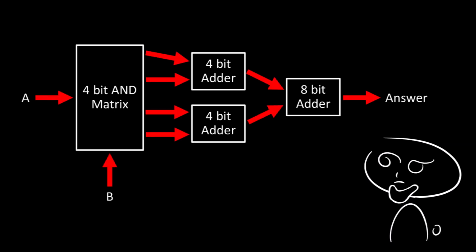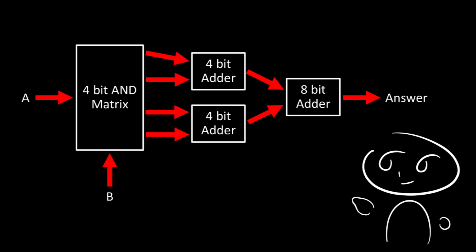Now if we take what we just discussed and put it together into a diagram, we get this. We first off put the A and B values into our 4-bit AND matrix. We then put that into 2 4-bit adders. We then put that into an 8-bit adder, which then gives us our final answer, which is 8 bits. Note that the number of bits in the answer is equal to the number of bits in A added to the number of bits in B.